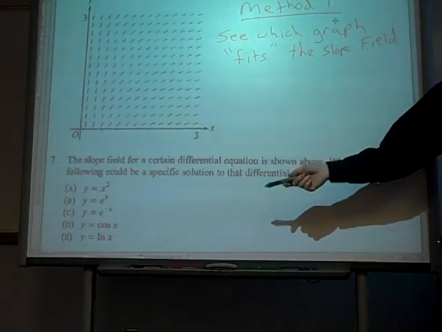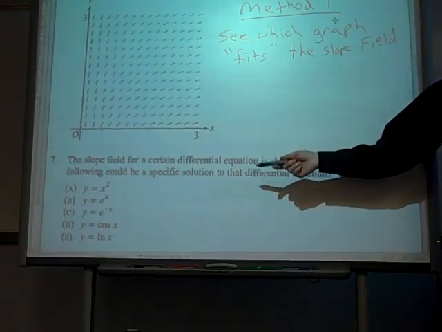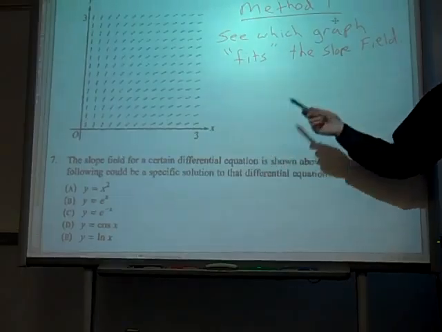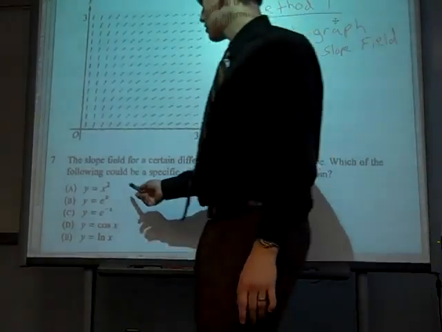The disadvantage is you have to know what all the graphs look like in your choices. In this case, I hope that you do know what all 5 of those graphs look like. If you don't, sometimes you have to use other methods. All right, but check that first.